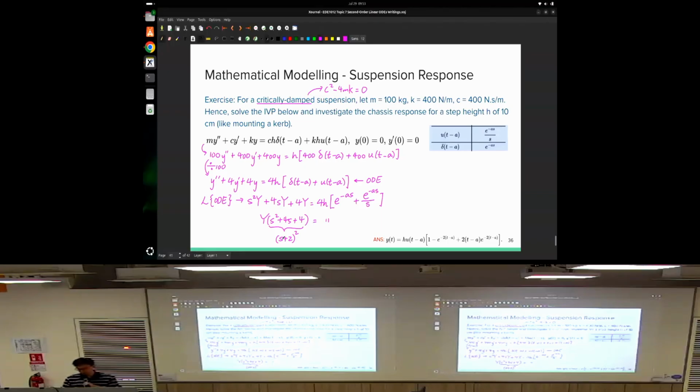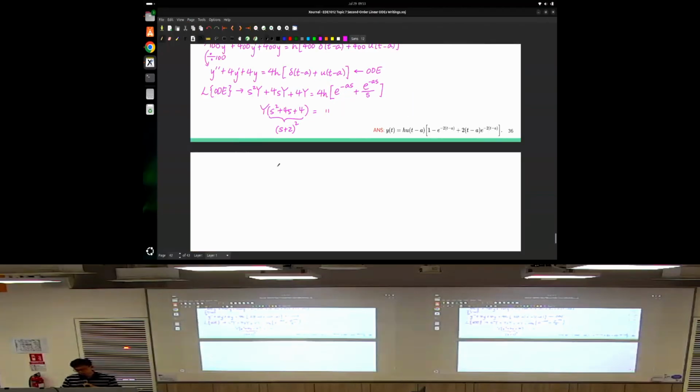What I'm trying to say is this: this is the critical juncture where you have to do your fraction manipulation in order to get your inverse transform. So the 4h we take out. Now you see that there's a minus e to the minus as on both terms. Don't leave it inside; factorize it out so that it's easier to handle. Then the first term is 1 over (s plus 2) squared, and the second term is 1 over (s plus 2) squared.